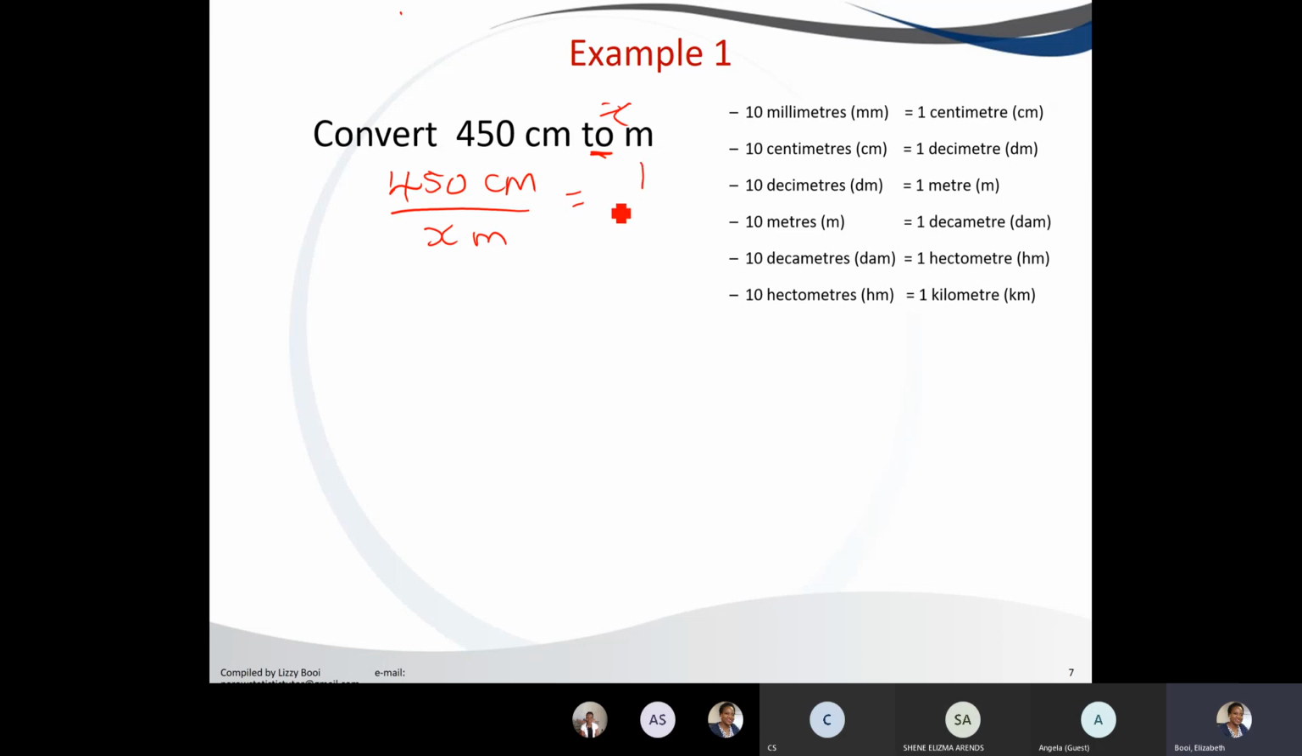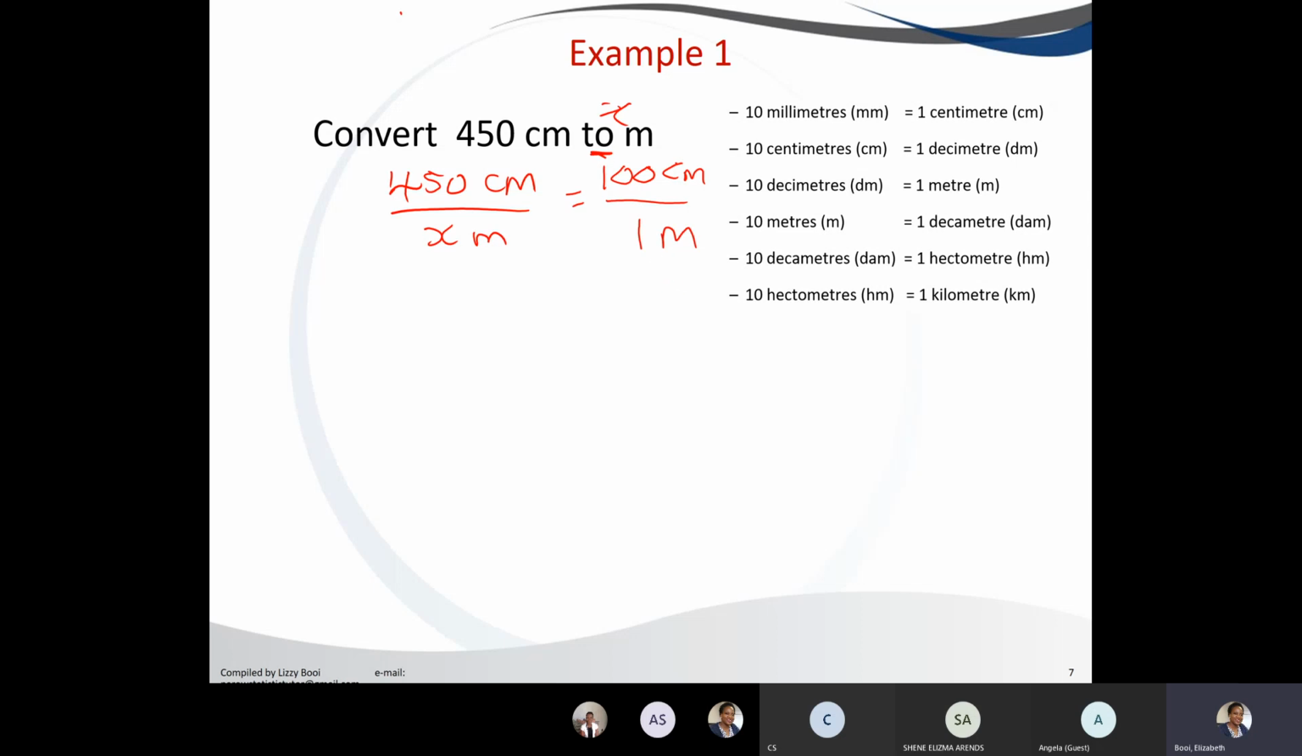We know that there is 1 centimeter, or we can say how many centimeters are in a meter. We don't even have to say there is 1 centimeter. We can say how many centimeters are in 1 meter. There are 100 centimeters, because if I move from here to 1 meter, there are 10 times 10, which gives us 100 centimeters. So there are 100 centimeters in 1 meter.